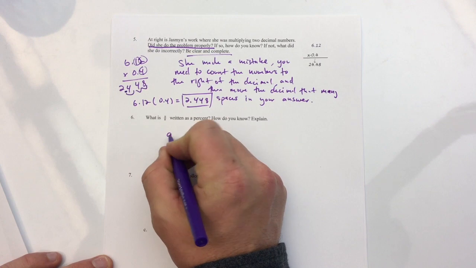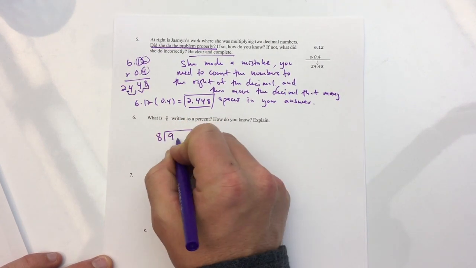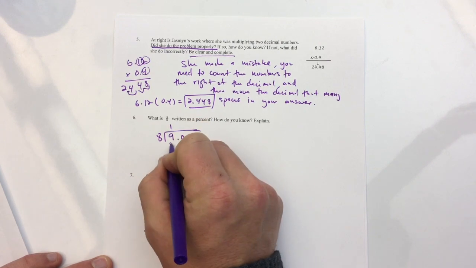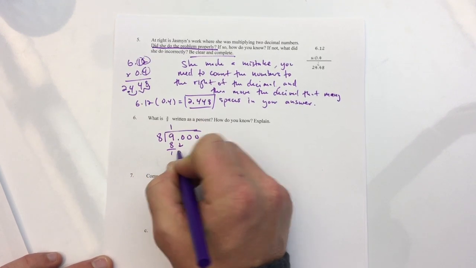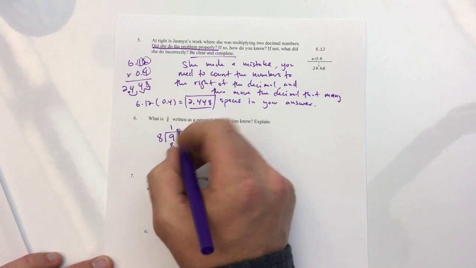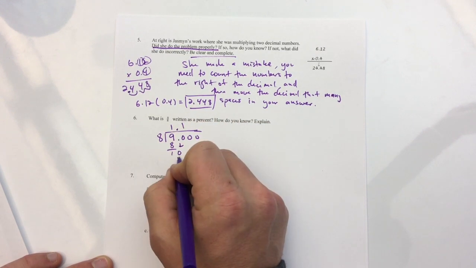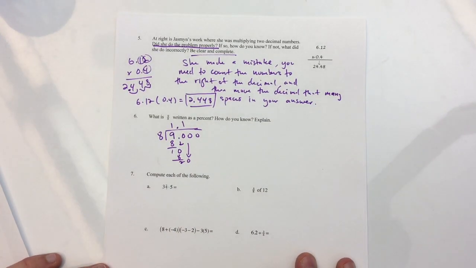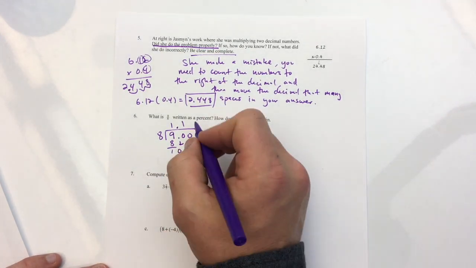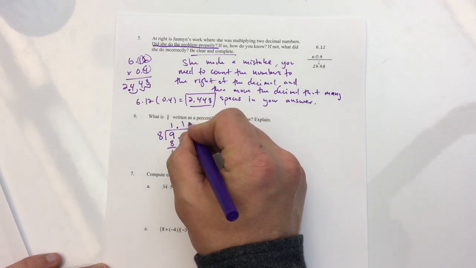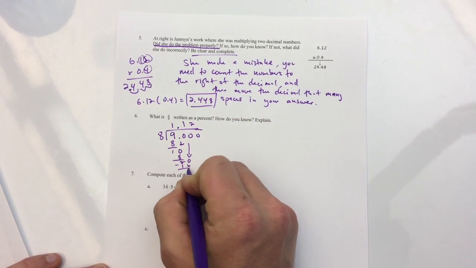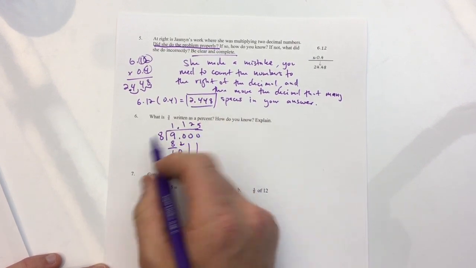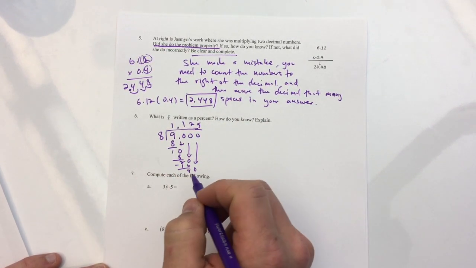This is 9 divided by 8. 8 goes into 9 once with a remainder of 1. Bring the 0 down. Put the decimal place there. 8 goes into 10 once. 8. Remainder of 2. Bring the 0 down. 8 goes into 20 twice. 16. Remainder of 4. Bring the 0 down. 8 goes into 40 5 times. 8 times 5 is 40, so there's no remainder.